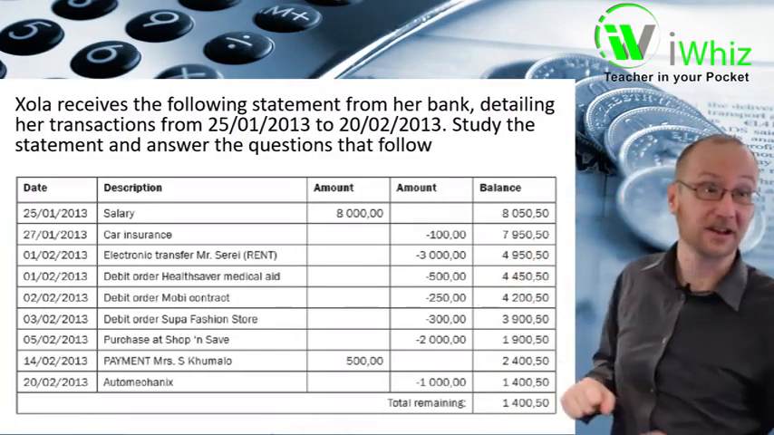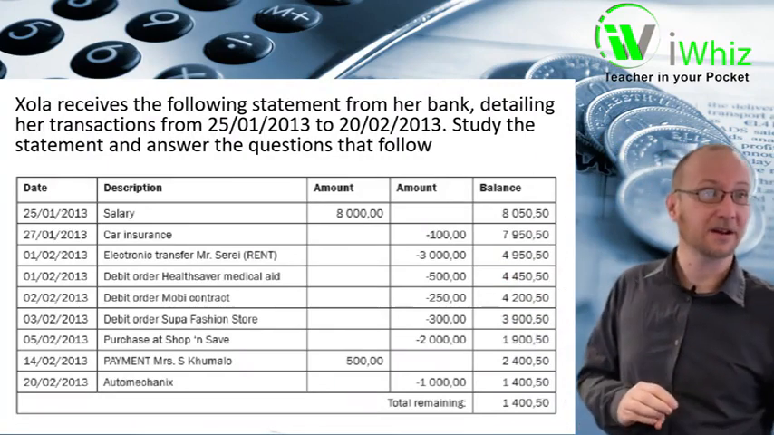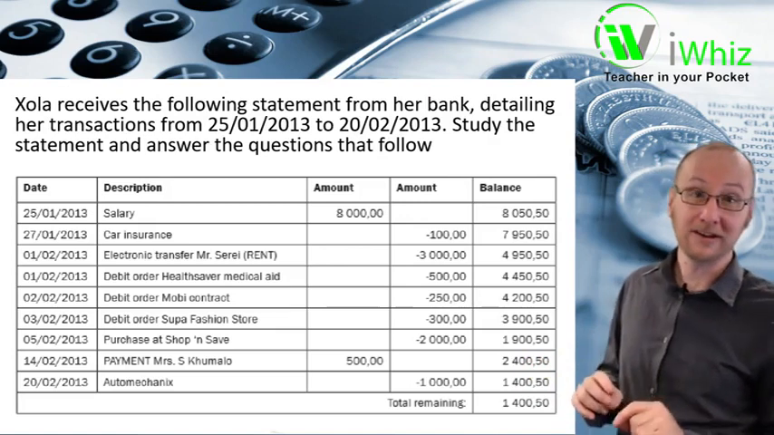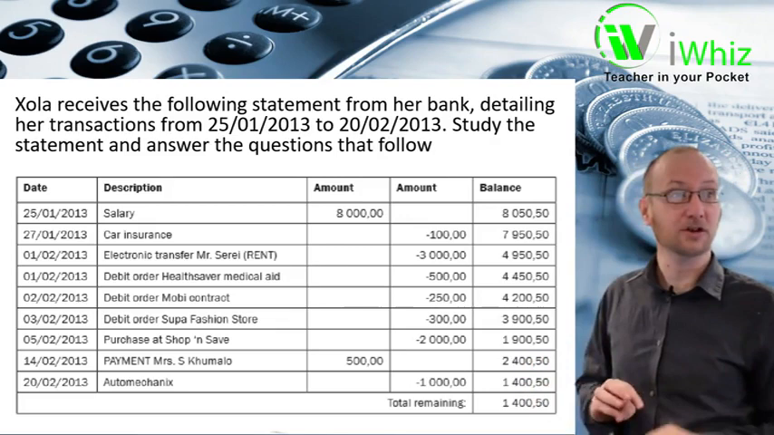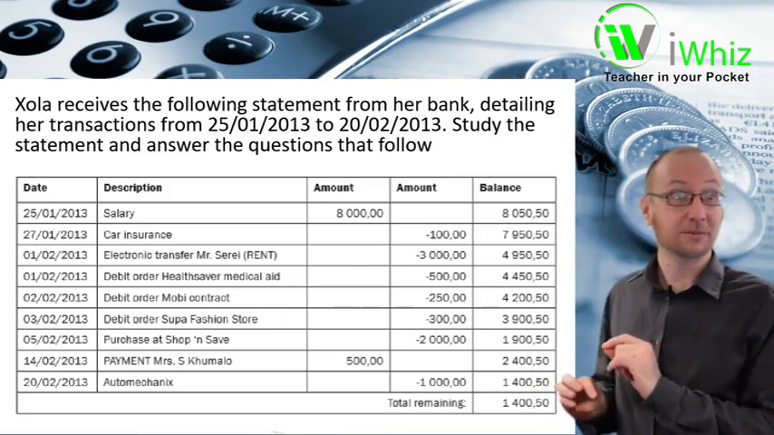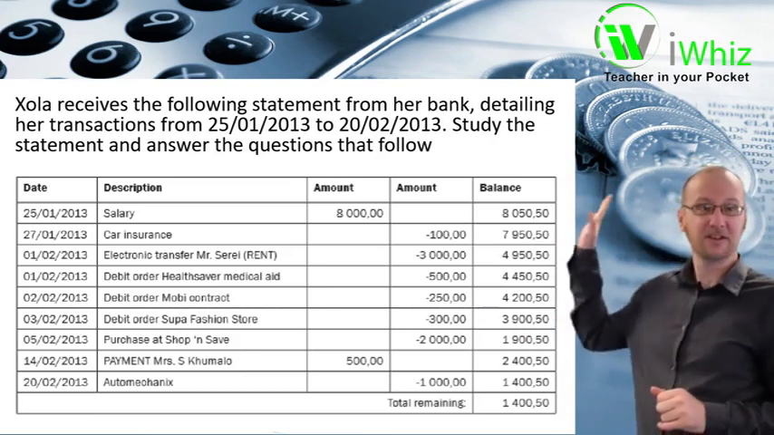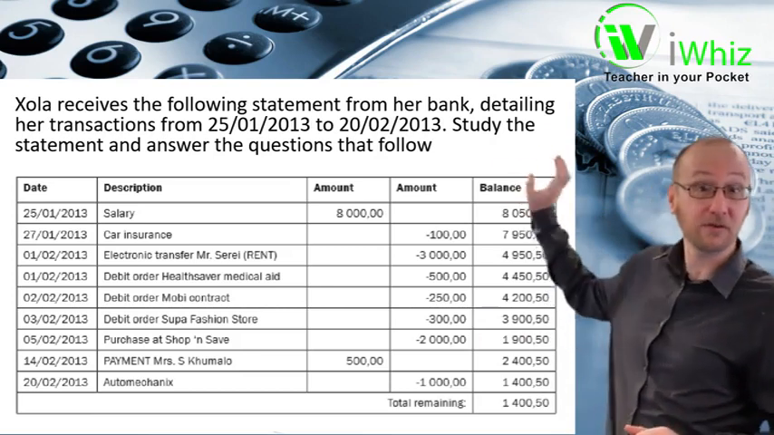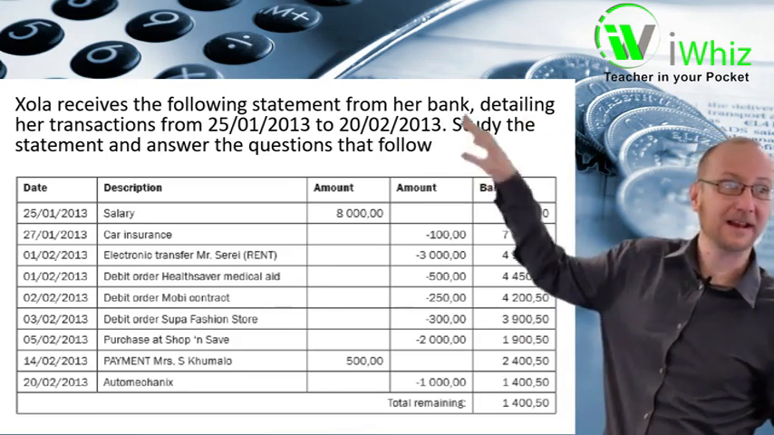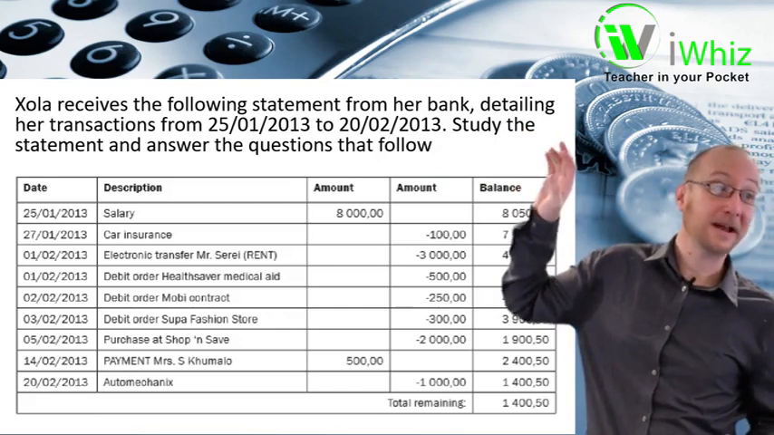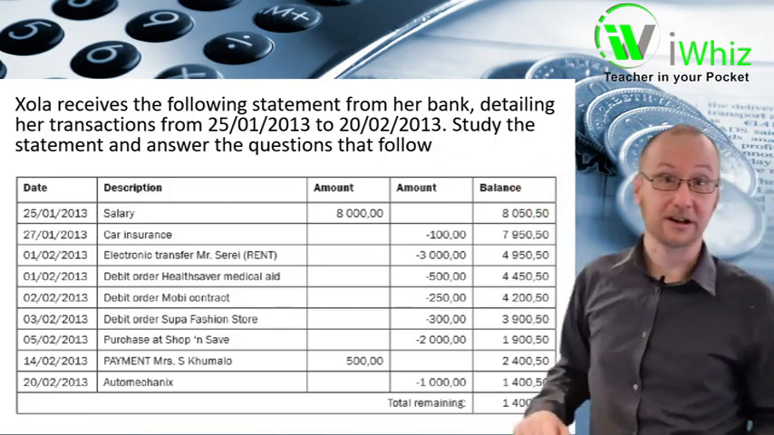on that bank statement. So Ngola receives the following statement from her bank, detailing her transactions from the 25th of the 1st, 2013 to the 20th of the 2nd, 2013. Study the statement and answer the questions that follow. There we can see the statement, and we can see, for example, that on the 25th of the 1st, 2013, her salary was paid in, that was 8,000 Rand, and she had a bank balance of 8,050 Rand and 50 cents in her account at that point.